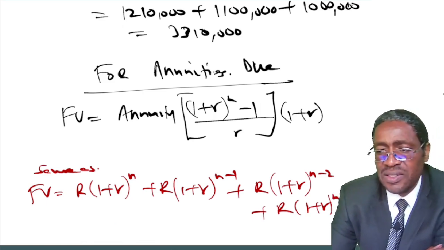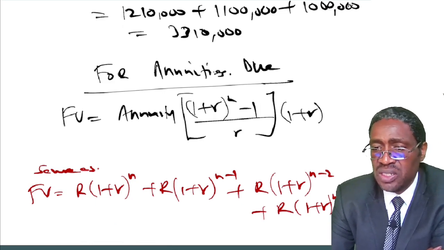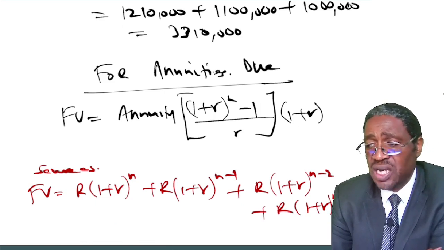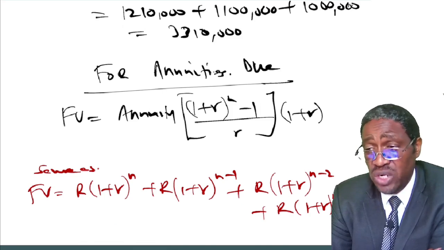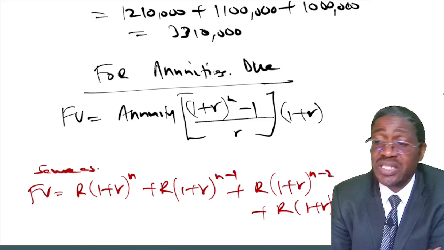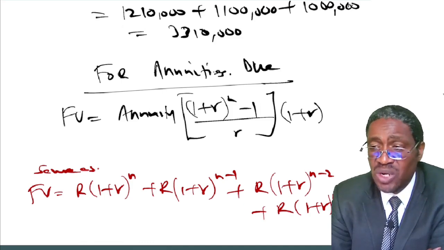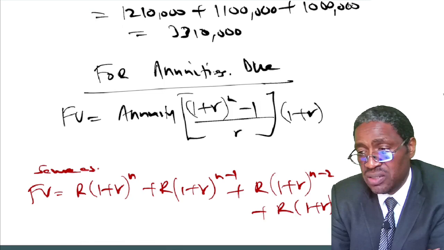So it's the same. The difference is in the first year, where n was minus 1 when it was an ordinary annuity, because you are not earning interest in that particular year. But this one, you are earning interest even for the first year.